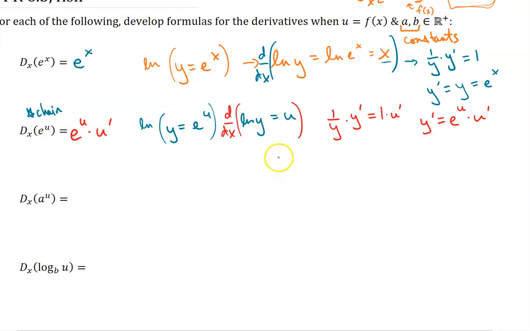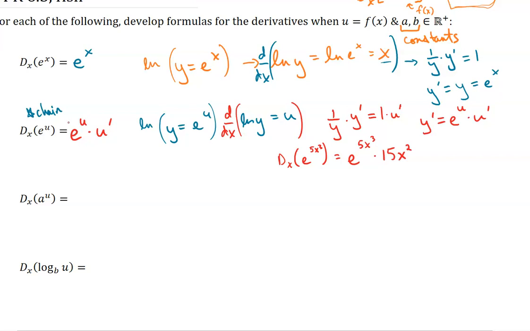Okay, so I'll give you a quick example. If we're taking the derivative of e to the 5x cubed, okay, according to this, my u is 5x cubed, all right? U prime would be 15x squared, so my derivative is e to the 5x cubed times 15x squared, all right? So that's how chain rule works with exponentials.